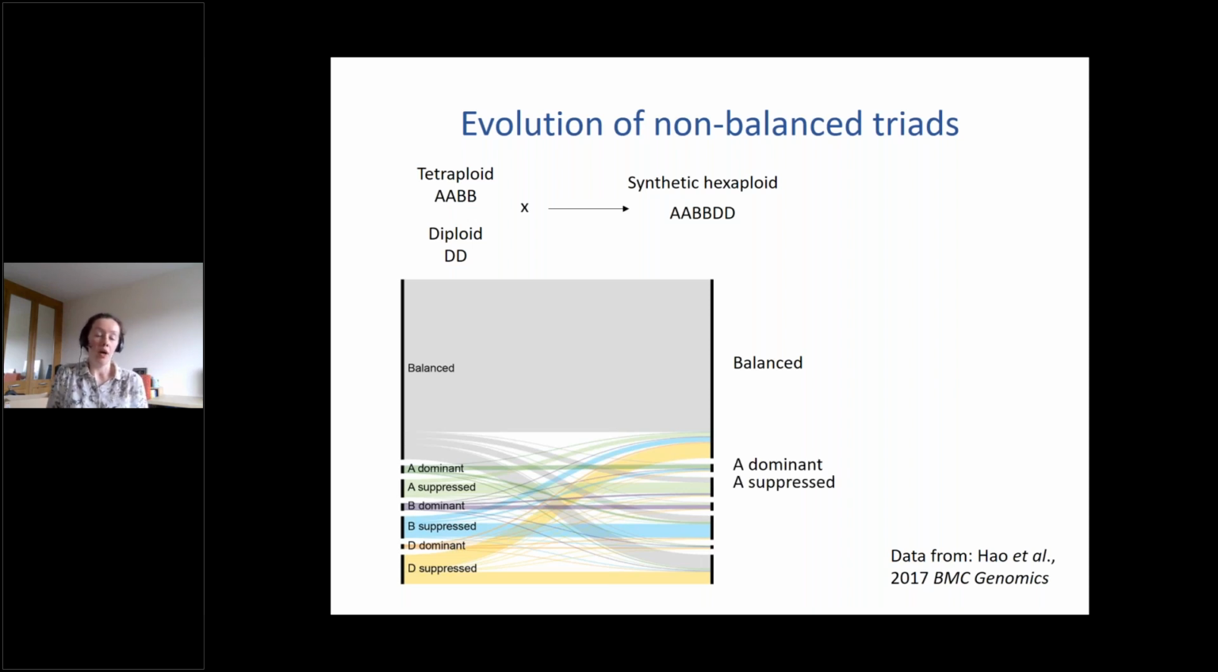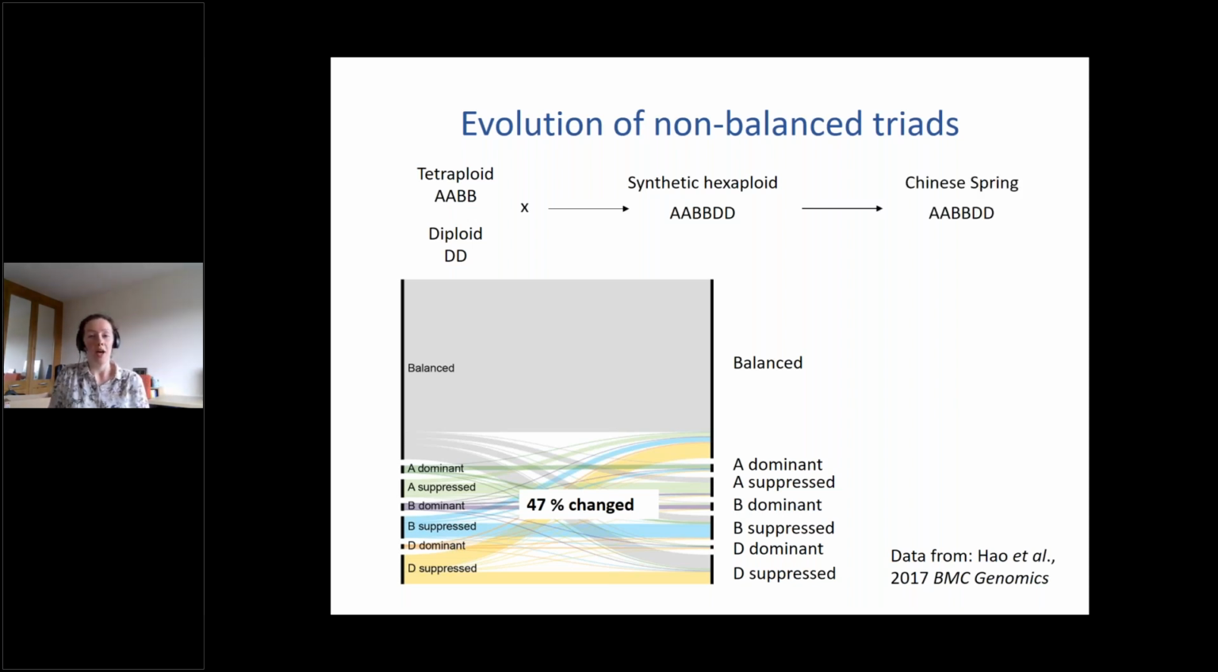Whereas in triads that were unbalanced to start with, such as A dominant and A suppressed, B dominant and B suppressed, or D dominant and D suppressed, these frequently changed their expression patterns between the ancestral species and this synthetic hexaploid. And in total, 47% of these unbalanced triads changed their expression pattern during the process of polyploidization.